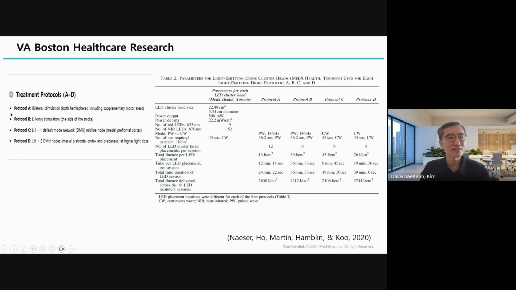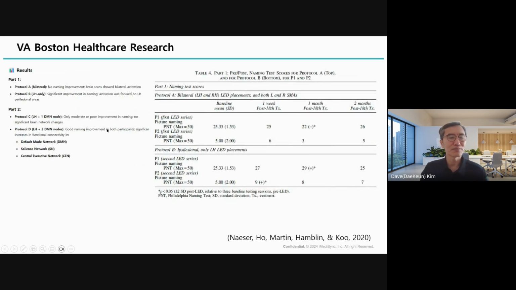The protocols are a little bit different, and we can see a summary of the protocols in this table, and the efficacy results are very different. You can see that with the bilateral stimulation protocol, they found no improvement in the naming ability.